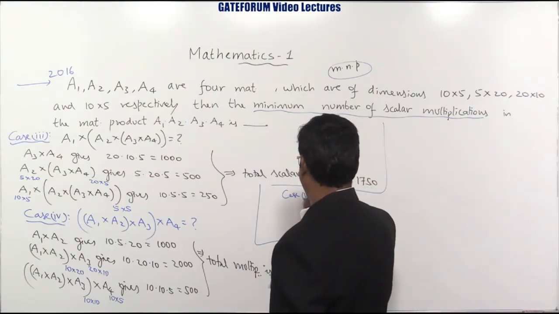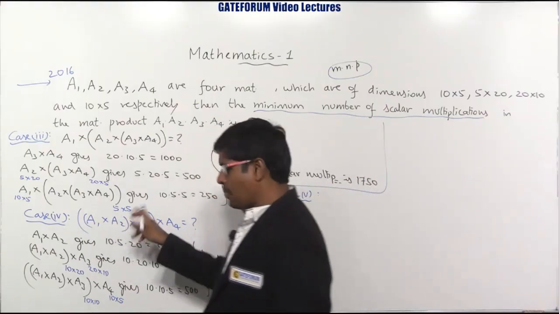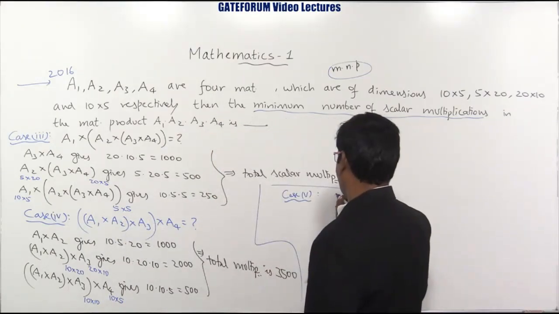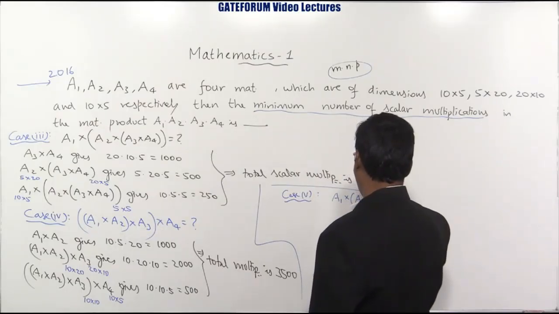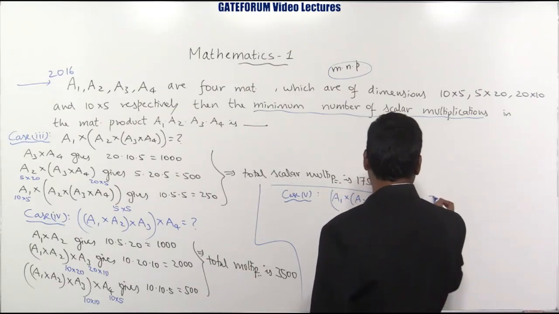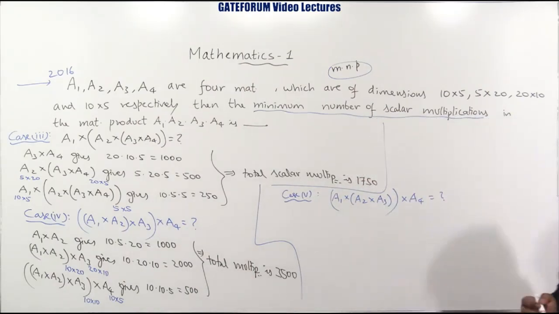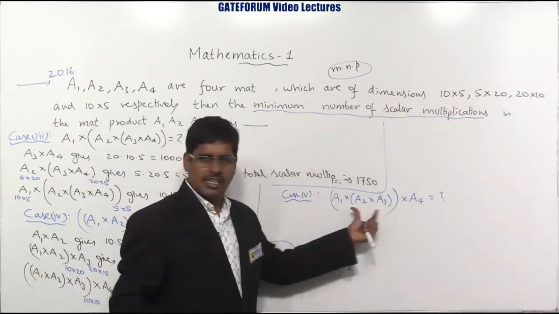Case 5. In case 4, the A1, A2, A3 brackets should be interchanged. By the associative property, A1 into A2 into A3 into A4. This is the last case. For 4 matrices, 5 cases. In this, step 1 is the middle, A2 into A3.